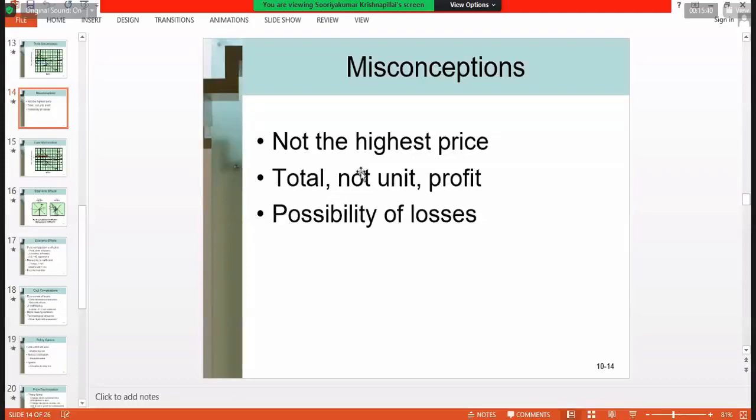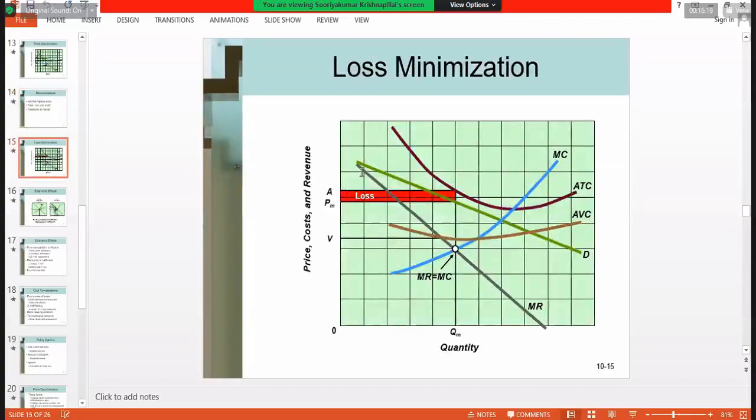The next misconception is about the possibility of losses. People may think that he is the only producer of that product, so he will not get any loss. But he may get a loss also. Even though he is a single producer, we cannot think he always makes a higher or positive profit. Sometimes even a single producer may face a loss. We can see one example.